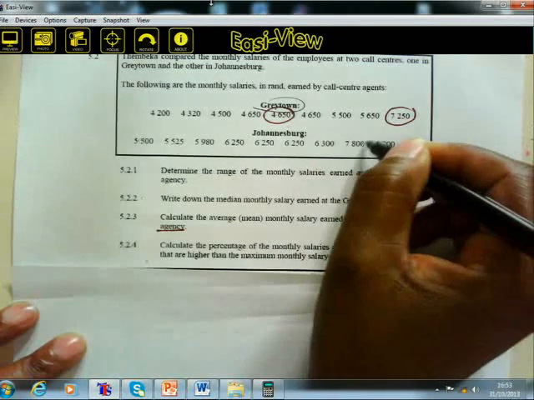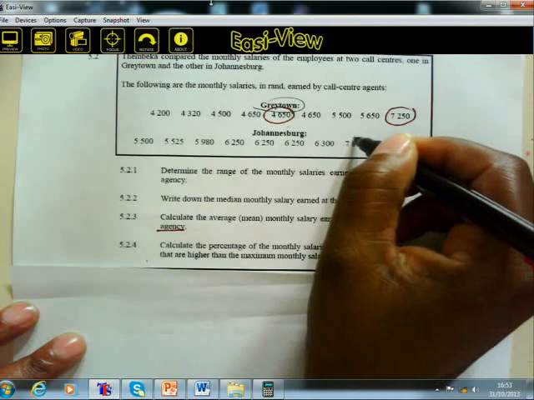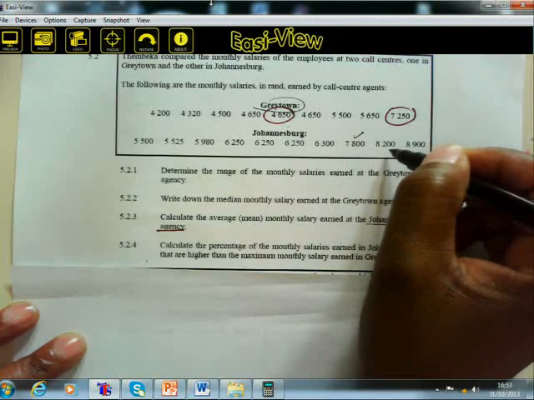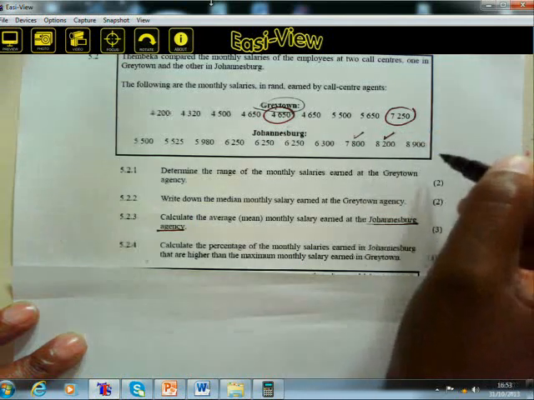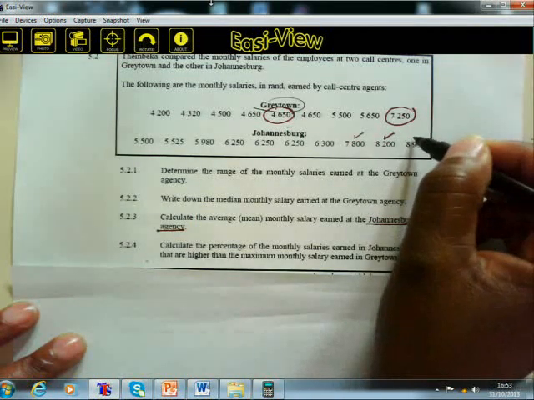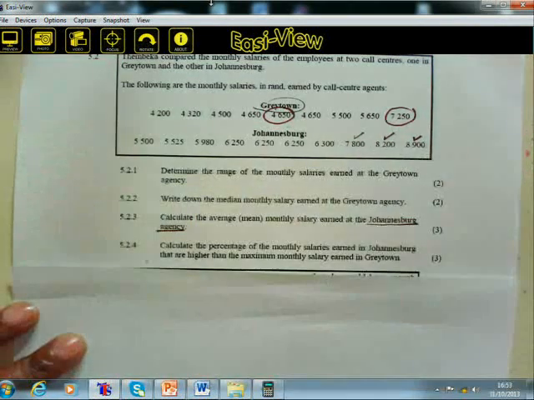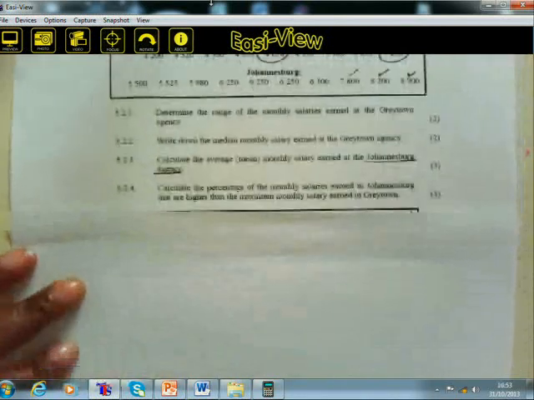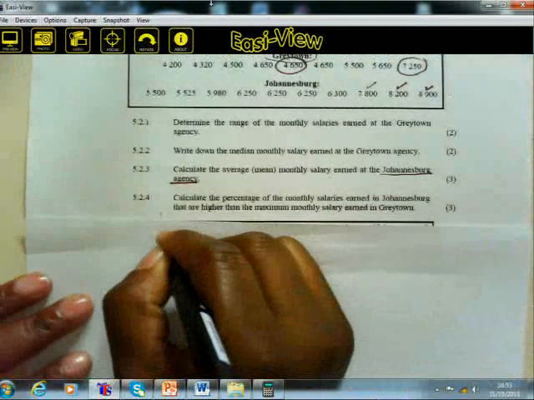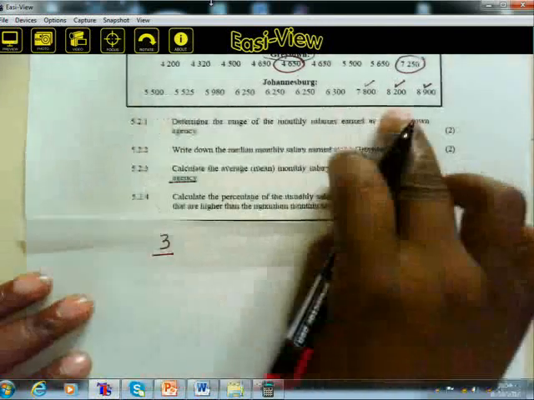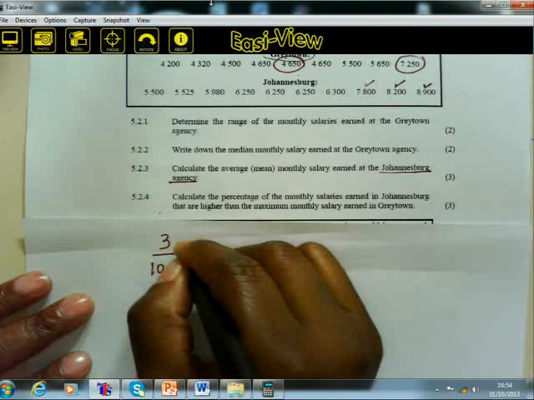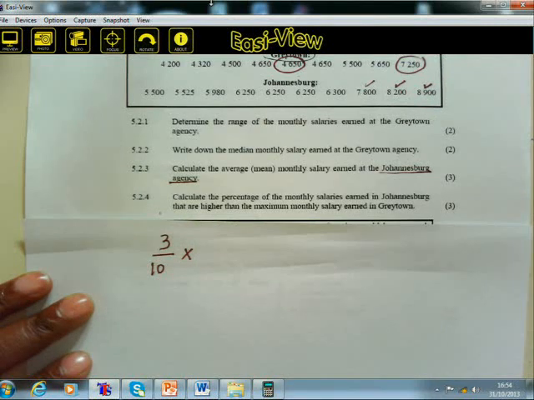How many do we have? 6,300, much less. 7,800 higher, the first one. 8,200 higher, the second one. 8,900 higher, the third one. So there are 3 salaries which are higher from Johannesburg agency as compared to the Greytown agency. So we are saying there are 3 out of how many salaries do we have? Out of 10.